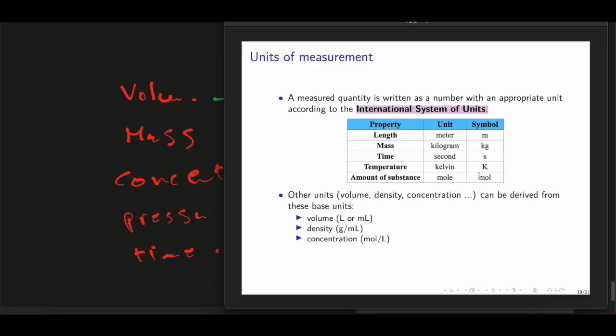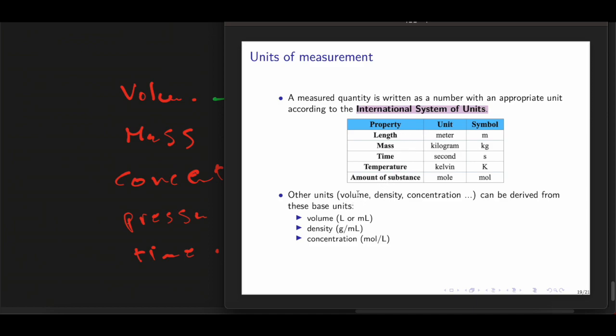Time, second, temperature, Kelvin, and amount of substance, which is mole. Its symbol is mol without e. So all these are recommended by the International System of Units to use when we measure these different quantities. Because in the International System of Units we have 7 quantities. We have also the current and the intensity of light, that are ampere and candela. But here we are talking about the main quantities that we measure in chemical laboratories.